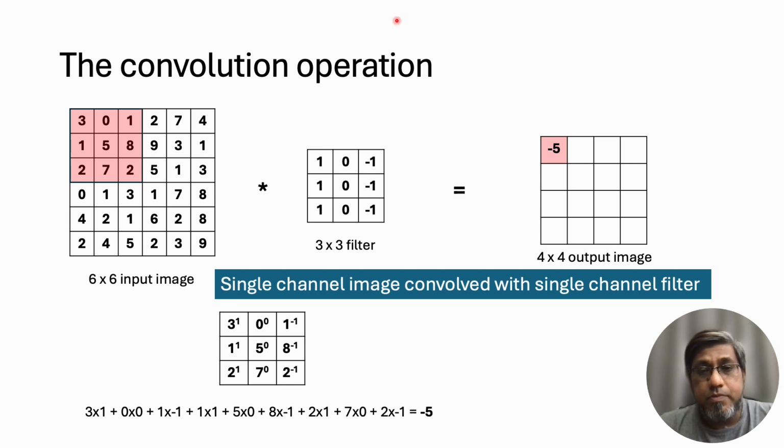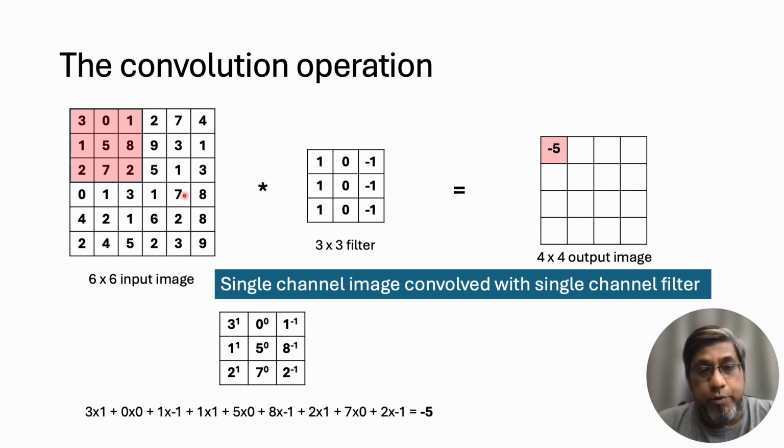Now, the size of the filter in terms of width and height can be anything. It does not have to be the same 6 by 6, but of course the number of channels in the filter must be the same as the number of channels in the input image. So in this particular case, since the input image has a single channel, the filter also has a single channel. That means it is a single matrix of filter elements which are going to be convolved with the input image. So now, how do we perform the convolution operation?